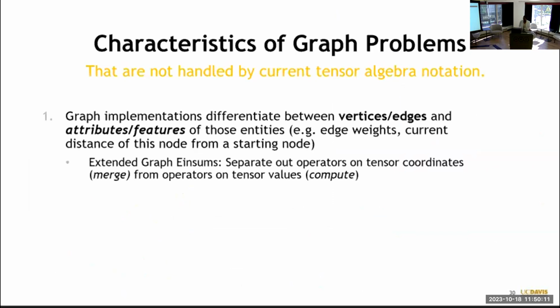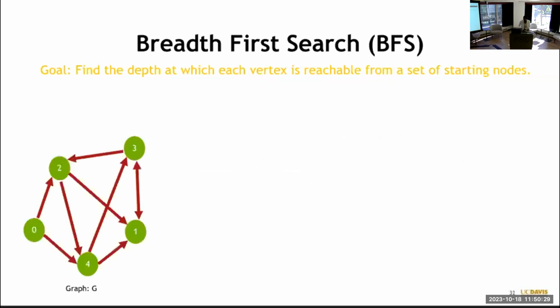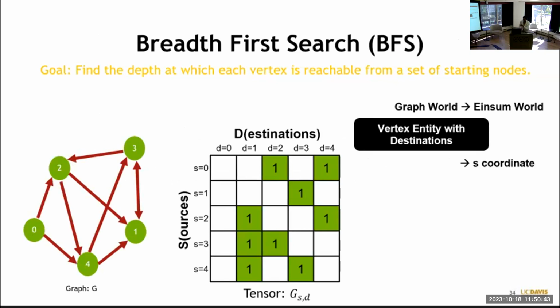So to differentiate between vertices and edges and their features, we extend the notation to explicitly separate out computation on the coordinates of an iteration space, which we call merge operators, from operators on tensor values. Let's walk through a simple example with breadth first search. Given this graph, we can represent it as a 2D tensor of its adjacency matrix.